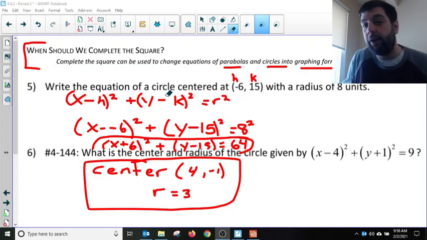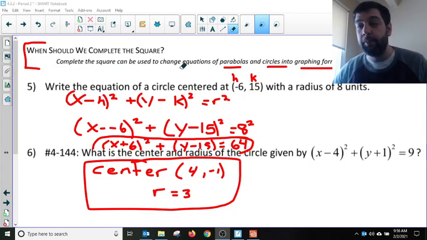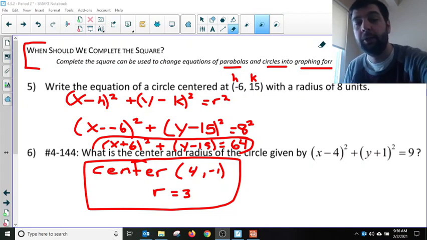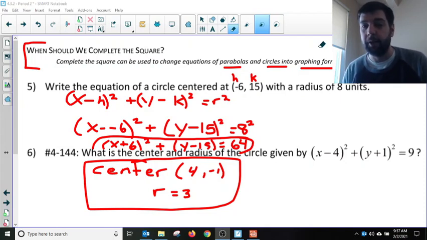Okay, often we talk about it being a really good method to change equations of parabolas and circles into graphing form. And a lot of times completing the square shines when y is being squared, but it also works when x is being squared. The reason for that is when x is being squared, we already have a lot of good methods. And we're going to talk about those later in this lesson, but factoring and quadratic formula are already really good methods to solve when x is being squared.